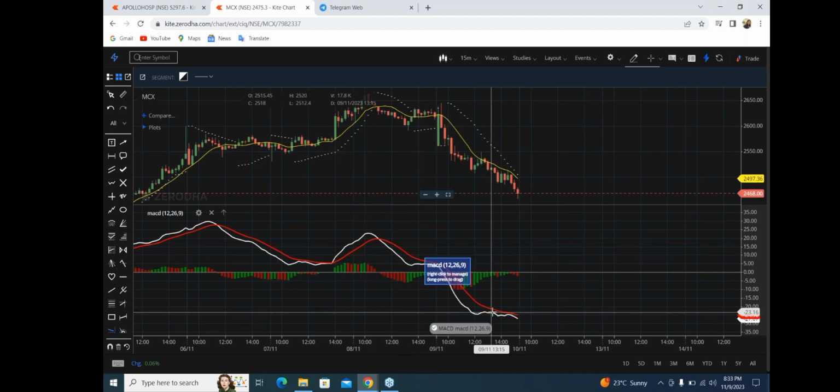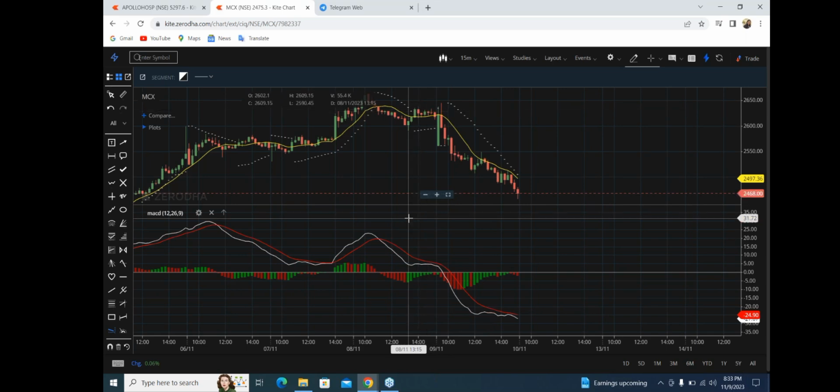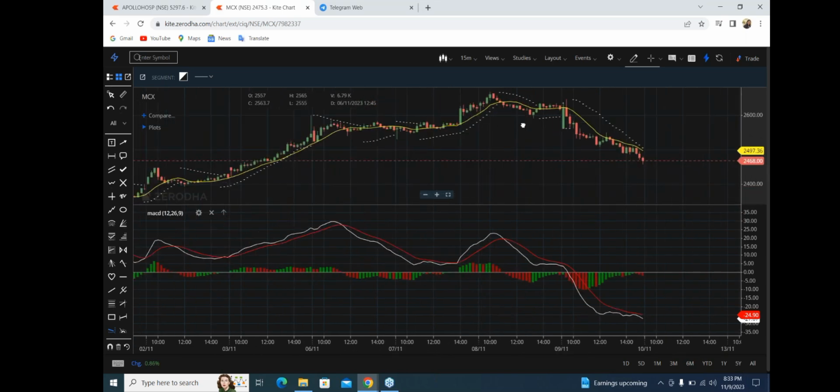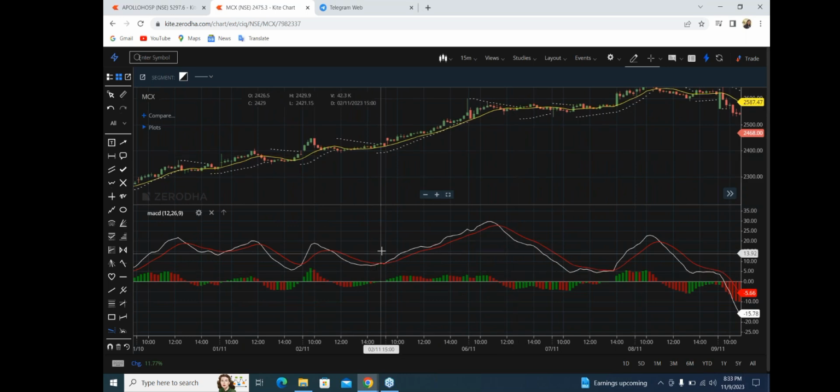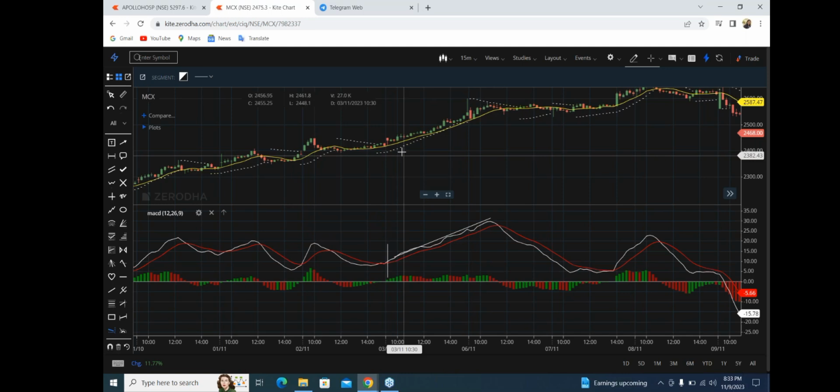Do you see white line and red line here? Yes, Anilji. That means the sentiment was bearish. So let me take other examples. Do we have a positive crossover here? I want everybody to confirm. Do we have white line crossing red line from bottom to top here, from this point to this point? Do we have a beautiful bullish move?